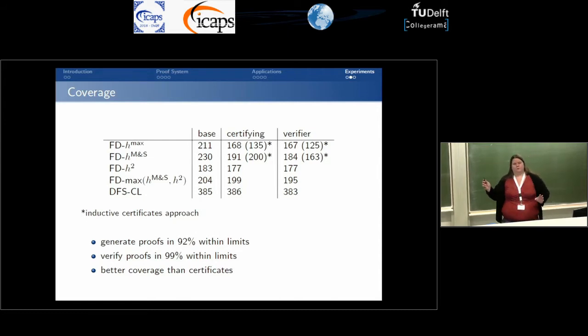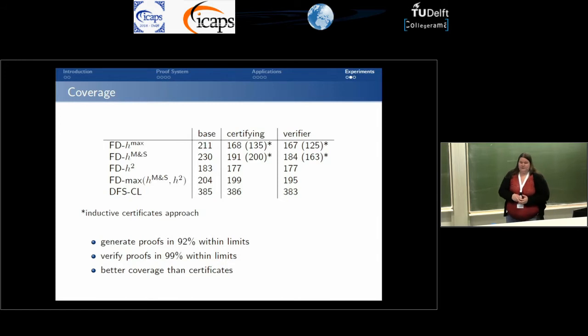This was run on a bit less than 700 unsolvable problems. The base column says how many tasks the planner could find out are unsolvable without actually creating a proof. Certifying is the same thing with the same limits, but it additionally creates a proof. And the verifier column is just for the proofs that we have, whether they could be verified within the given limits.